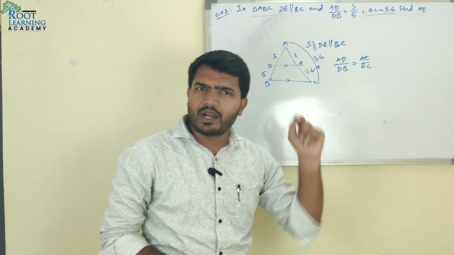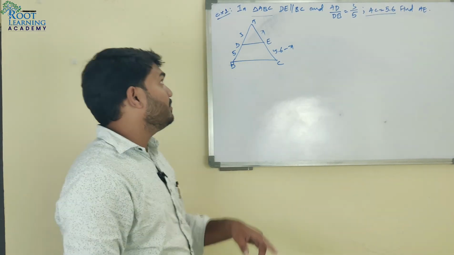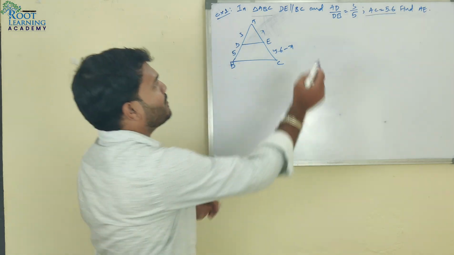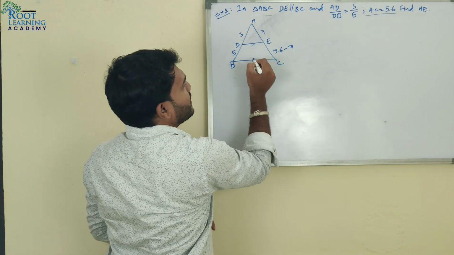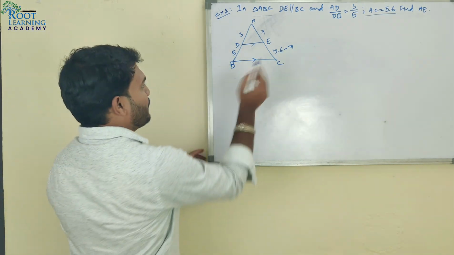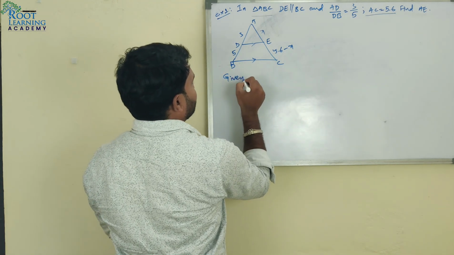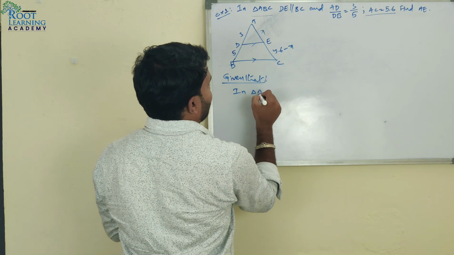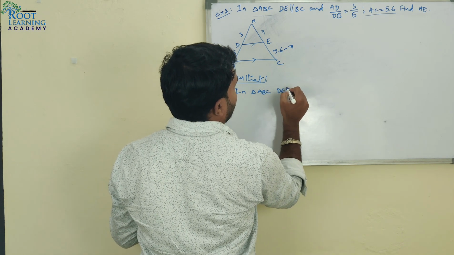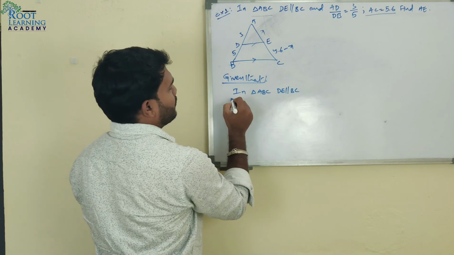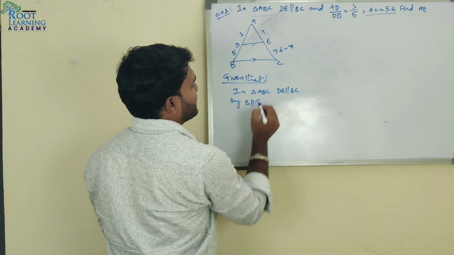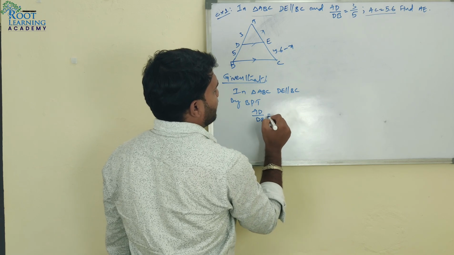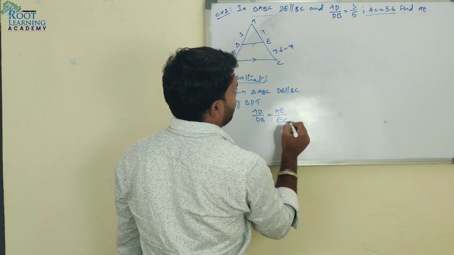So let's see what it will be. So here we are in triangle ABC, DE is parallel to BC. So DE and BC both are parallel. So first, given that in triangle ABC, DE is parallel to BC. So by BPT, basic proportionality theorem, what will it be? AD by DB is equal to AE by EC.